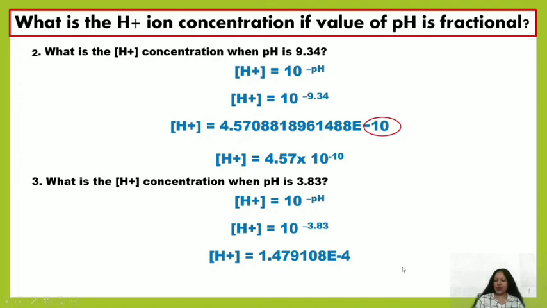1.479108E minus 4. So what will you do? You need to select 1.47 only up to 2 decimal values, and put a multiply sign, and this minus 4 will jump into the power of 10. So this would be your final answer. If the pH is 3.83, your hydrogen ion concentration would be 1.47 multiplied by 10 raised to the power minus 4.